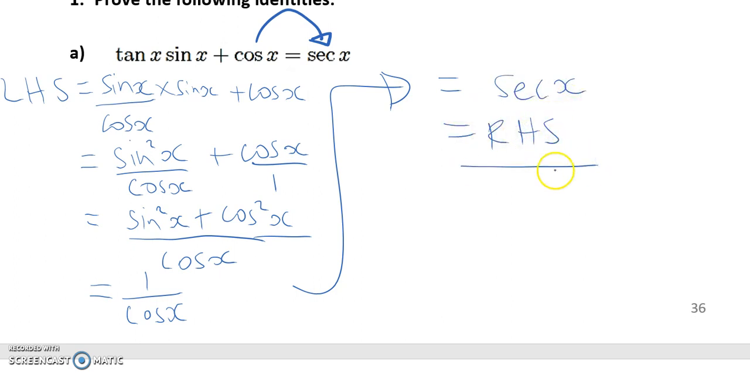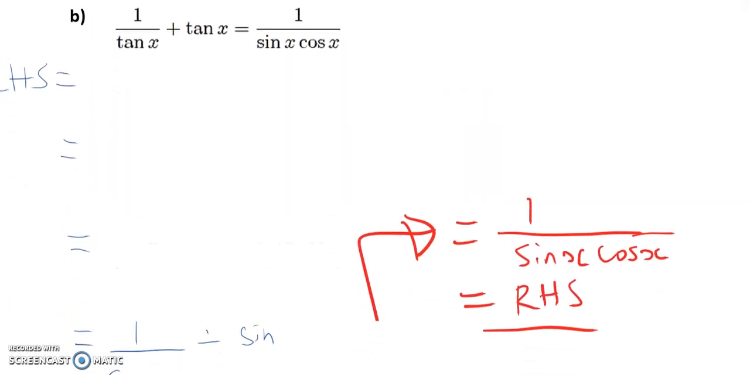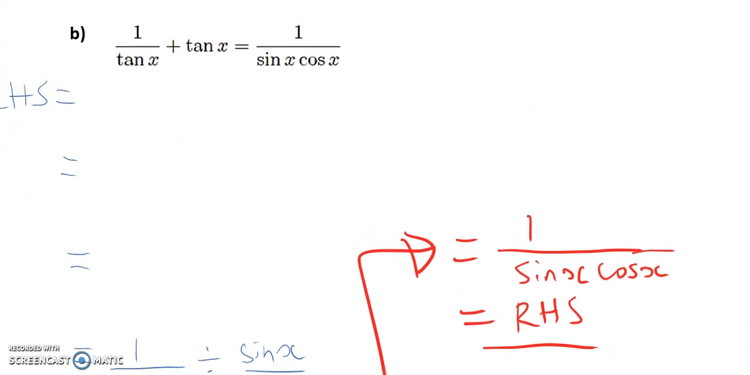Okay. So just have another watch through that later and make sure you understand what went on. If not, bring your questions to me, please. In the next question, I'm doing a similar thing. I'm taking the left-hand side, so I'm going to go 1 on tan x plus tan x. And I want to make that look like the right-hand side. So 1 on tan x plus tan x over 1 is what I want to do.